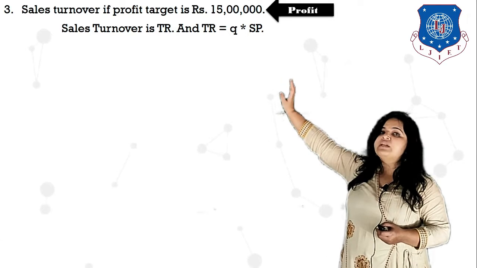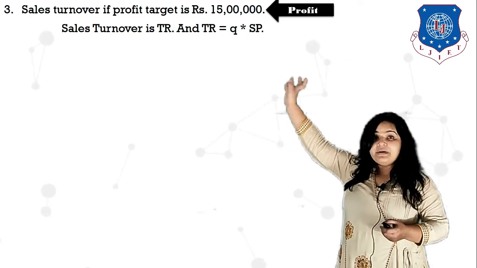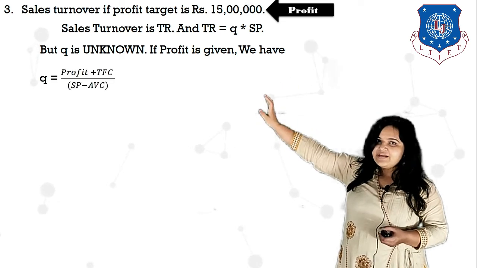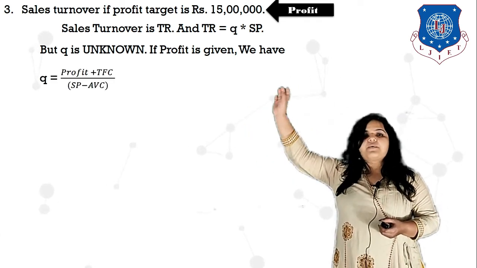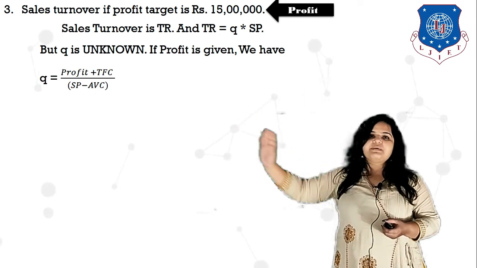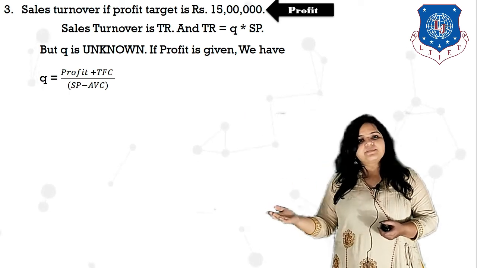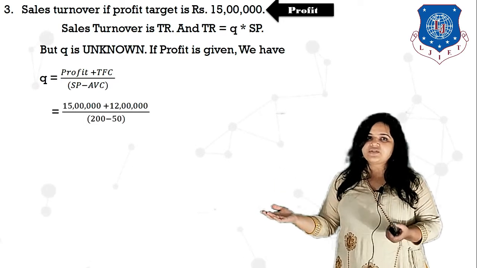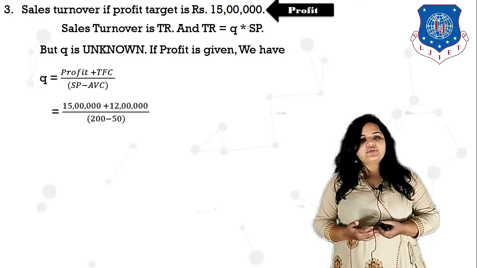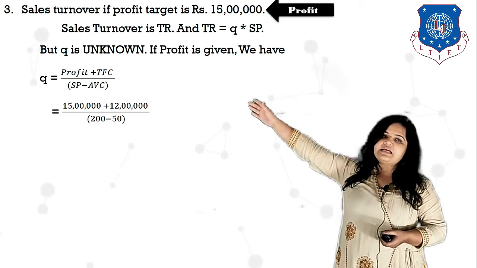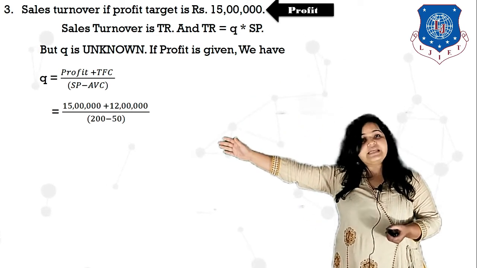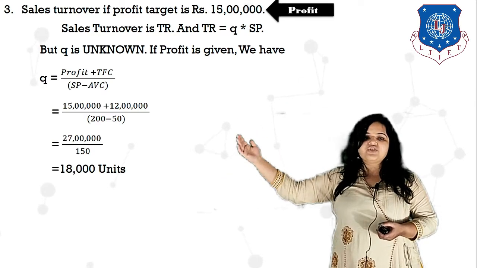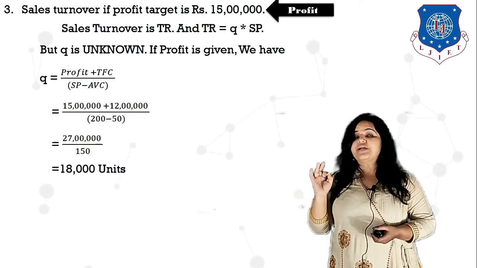Here Q will again be unknown, but we have the formula of Q where Q is equal to (profit plus TFC) upon (SP minus AVC). We know what the profit is, we know TFC, we know SP, we know AVC. Everything is known except Q. So our Q would be (15 lakhs plus 12 lakhs) upon (200 minus 50), which is equal to 27 lakhs divided by 150, which gives me 18,000 units.